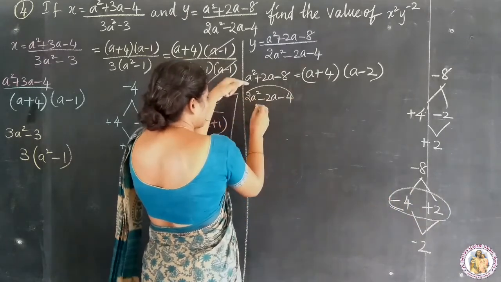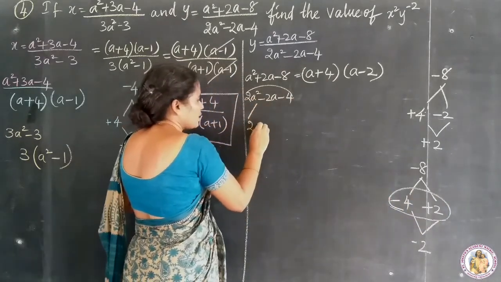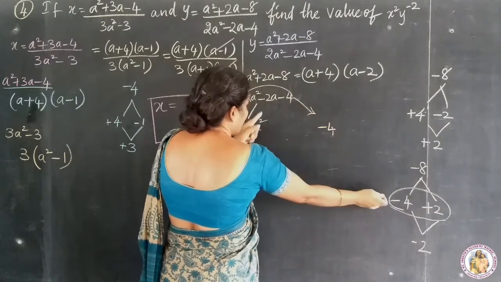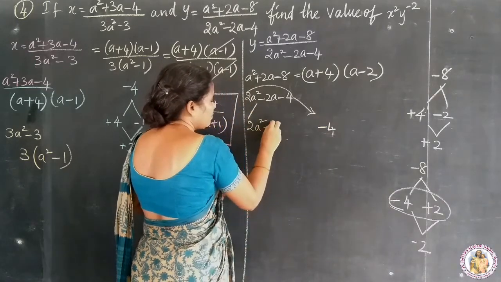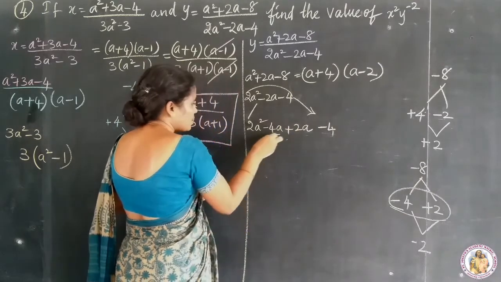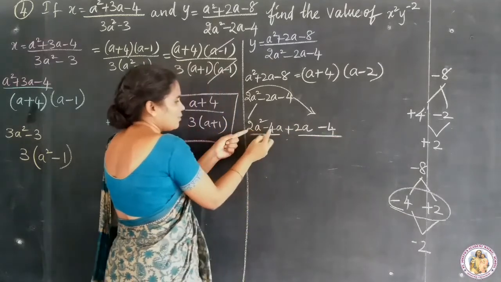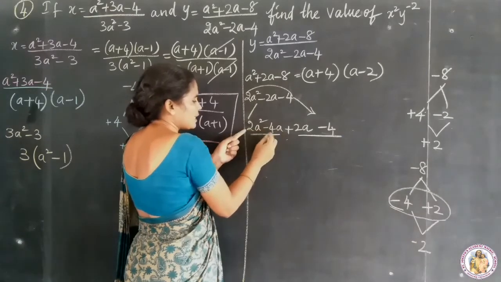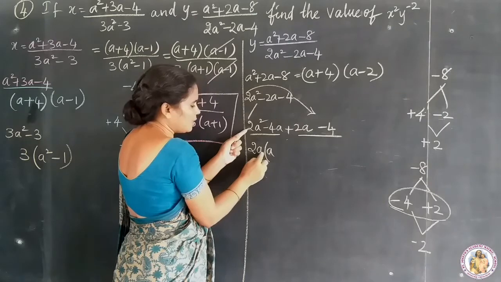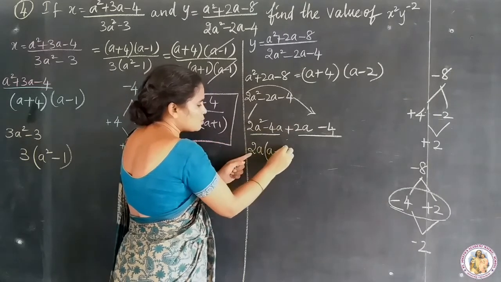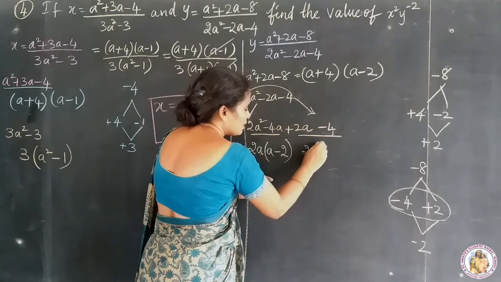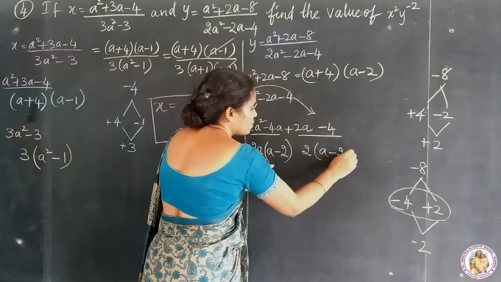Okay, now write first and last term as is, 2a square and minus 4 as is. In the place of minus 2a, write minus 4a plus 2a. Okay, split first 2 and last 2. Here we have 2 as common, 2 as well as a as common, 2a. So a square, 2 into a square minus 2 2s are 4. Okay, and here we have 2 as common, 2a minus 2.